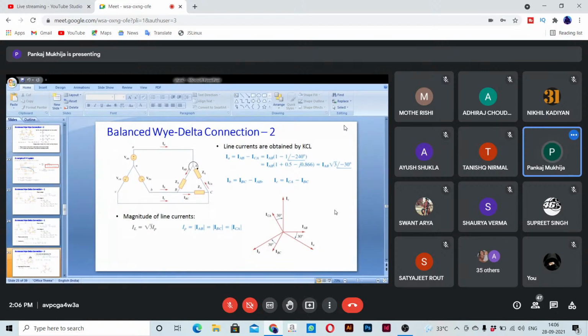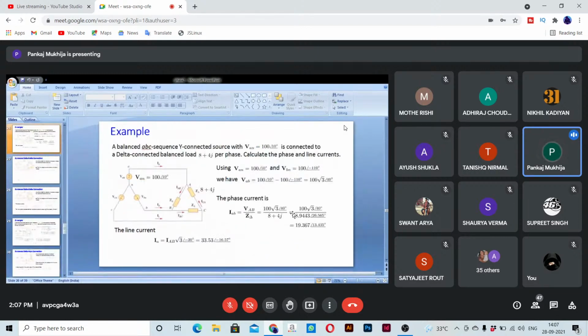Okay, so in three-phase networks, the likely problems that you will get will most likely ask you to find line current, phase voltage, line voltage, those types of issues only. You will be able to solve these things when all of this is clear to you.